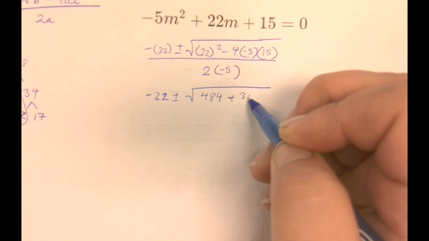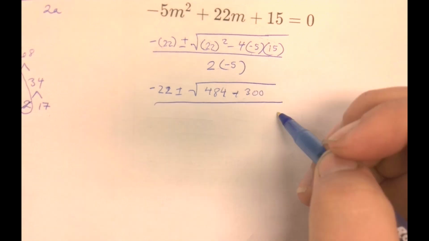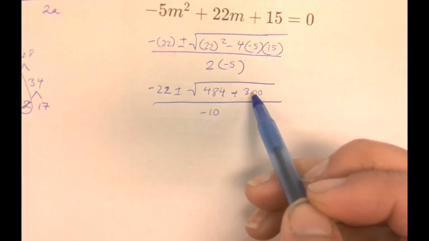FYI, so we're going to be adding them. 4 times 5 is 20. 20 times 15 is 300. Okay, 2 times negative 5, what is that? Negative 10, good. Are you guys okay? It's just going to be 784. Do you see how the 3 is going to add to the 4?